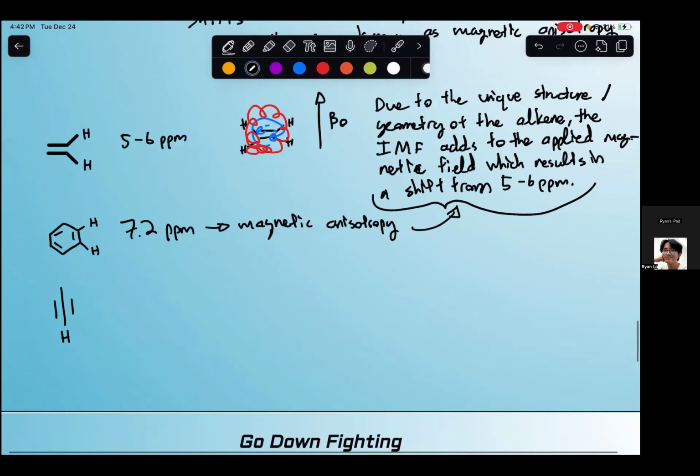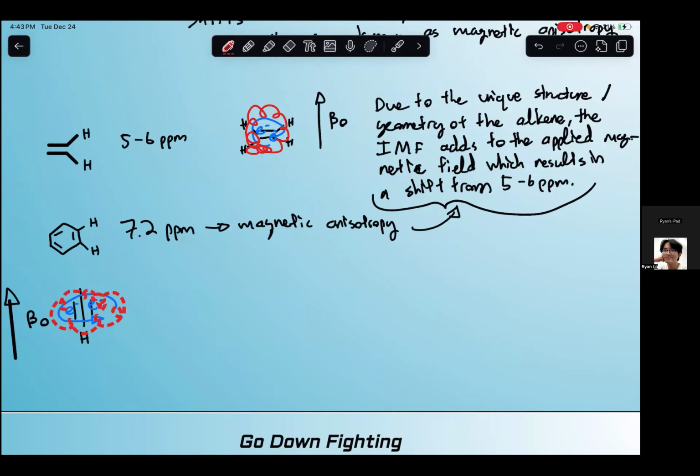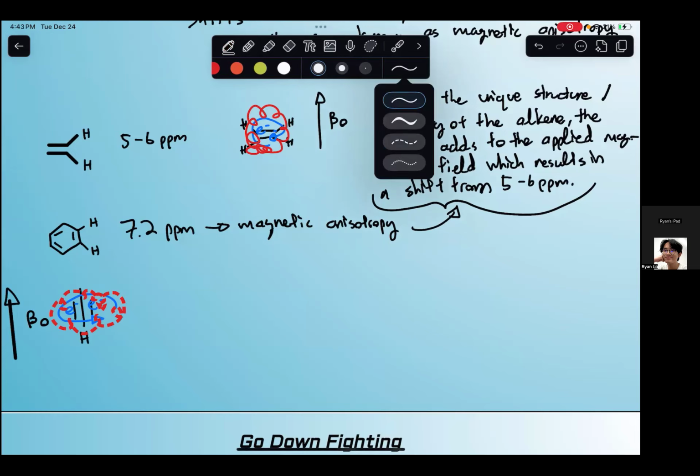Now, for a triple bond right here, for sp hybridized carbons, what's going to happen is that in an applied magnetic field, the triple bond will line itself up like this, and when the electrons spin around in a circle like this, due to the triple bond's unique geometry, the induced field is going to go against the applied magnetic field, and it'll help shield the hydrogen that is there.